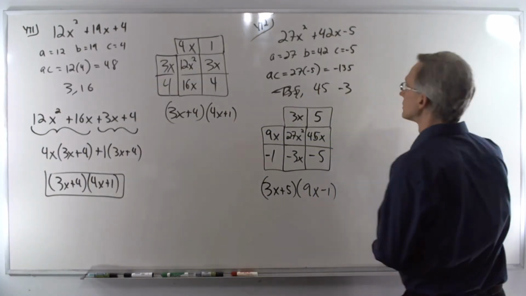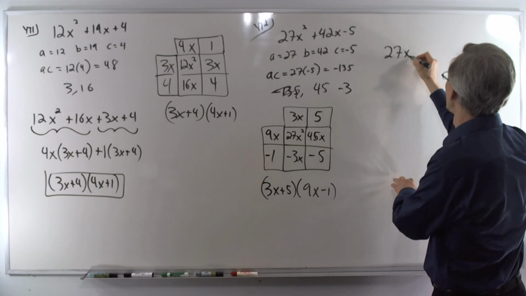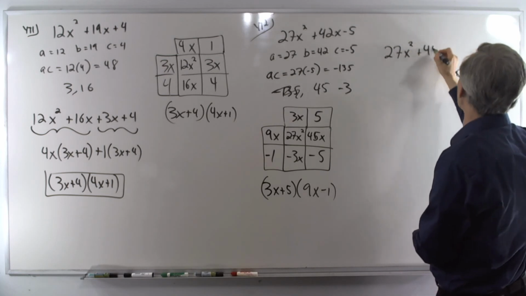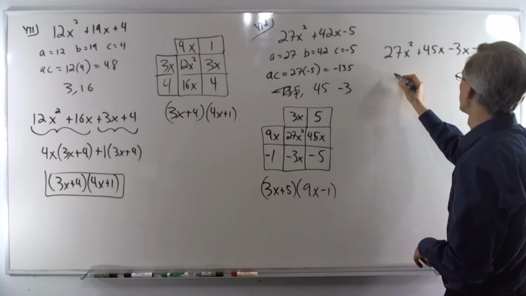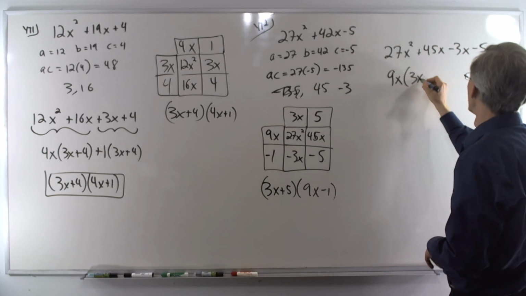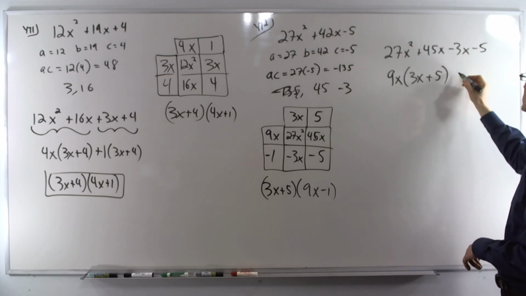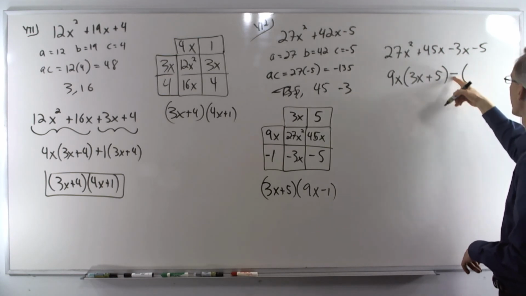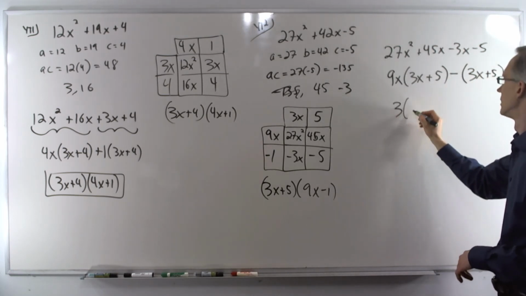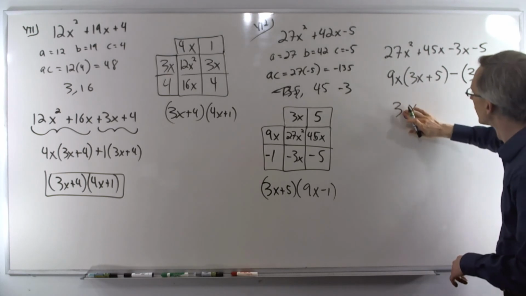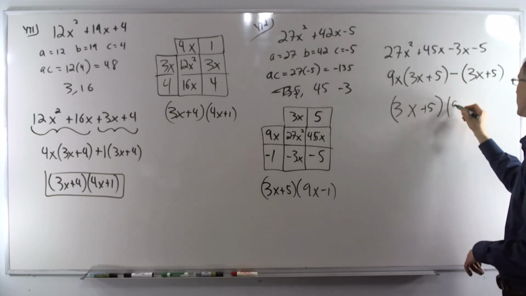All right, now to finish off, using the grouping method, we're going to rewrite this as 27x squared plus 45x minus 3x minus 5. All right, now I'll factor by grouping. So I can factor out a 9x here to get 3x plus 5. And over here we have 3x minus 5, so we just need to change the sign. So pull out a negative, that becomes 3x plus 5. Now I've got matching binomials, so we'll pull that out. 3x plus 5 times 9x minus 1.